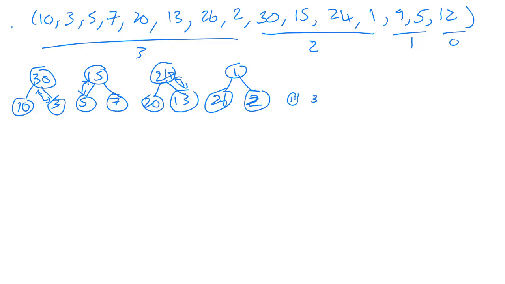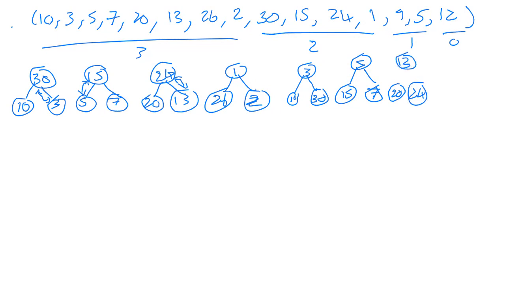10, 33, then 15 switch to 5, and I still have 7 on the right. Then 24 has been switched to 13, I still have 20 on the left. And I leave the rightmost heap as it was.